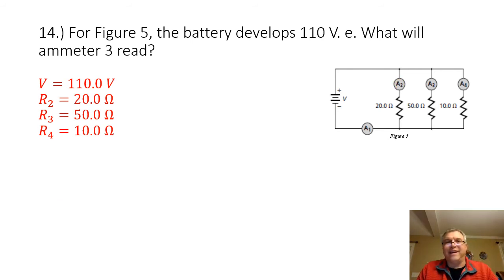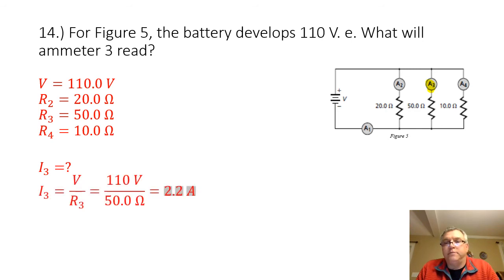Part E is asking, what will ammeter 3 read? We have ammeter 3 right here. We're going to solve this the same exact way we solved the last part. We just need to use the resistance of this resistor. So we know that the current is going to equal the voltage divided by the resistance of resistor 3. So 110 volts divided by 50 ohms is going to give me 2.2 amps.